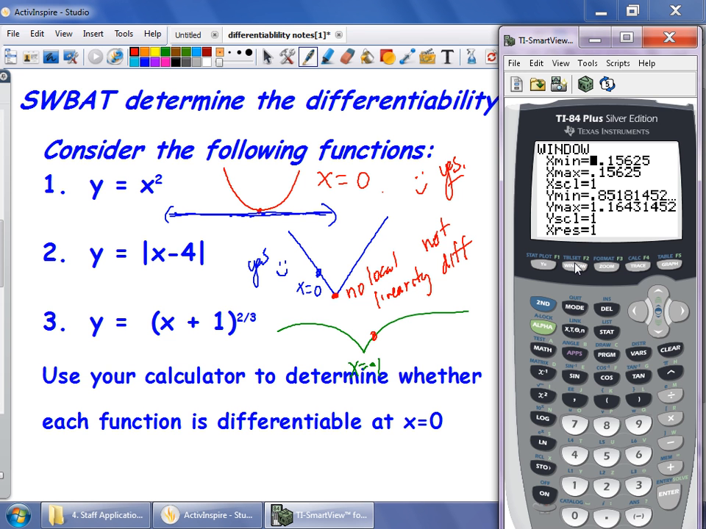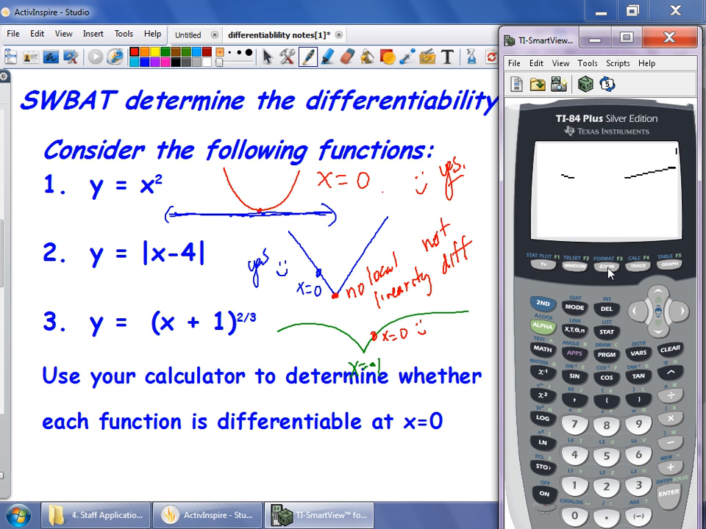And if we look at the window, we're very, very close to x equal to 0. So at x equal to 0, we do have local linearity, and there is a derivative there, so the function is differentiable at x equal to 0. Now let's go back to the standard viewing window and take a look at what's happening at x equal to -1.